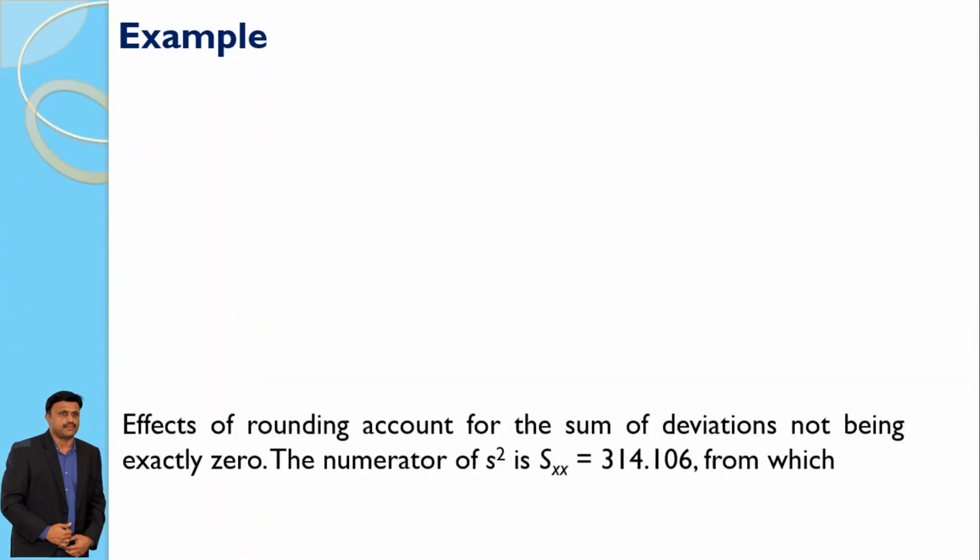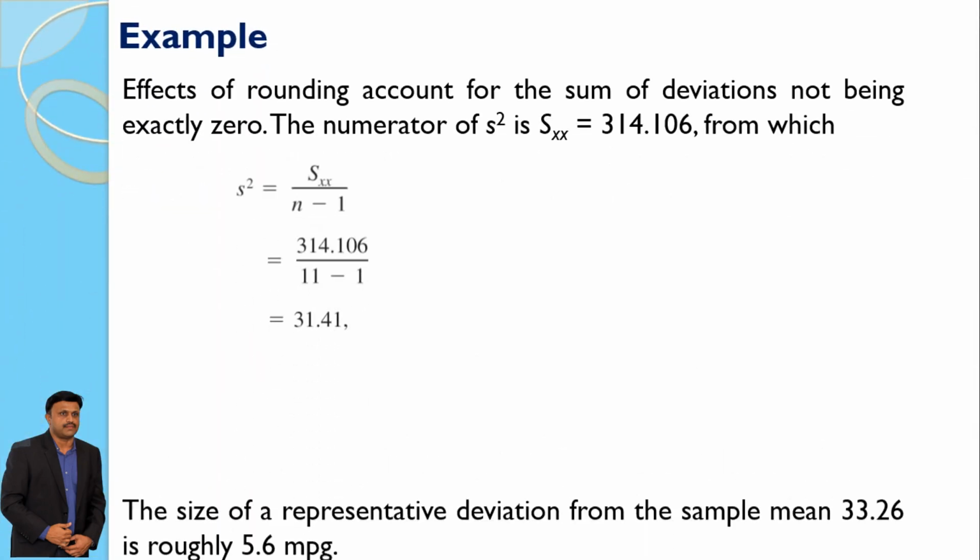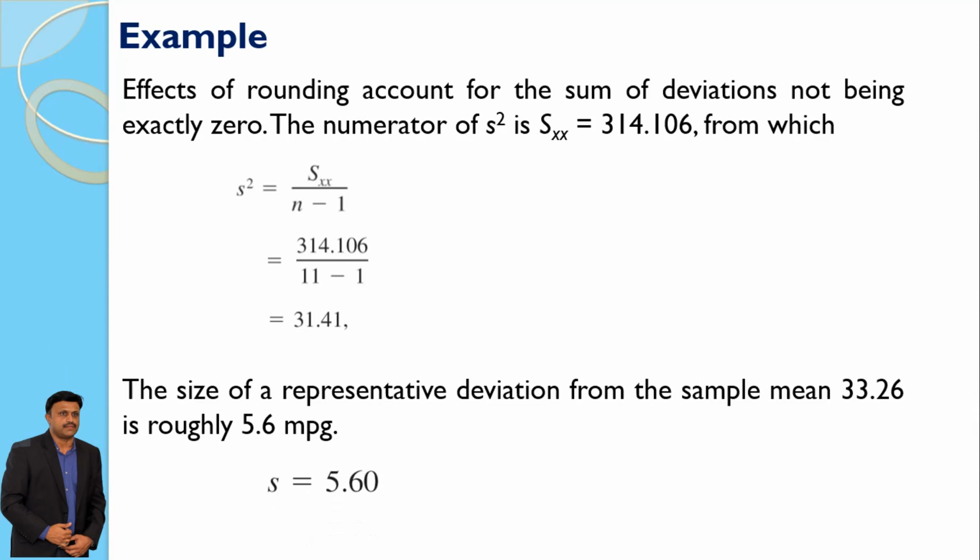Rounding effects account for the sum of deviations not being exactly zero. The variance is calculated, and the standard deviation is derived, showing a representative deviation from the sample mean.